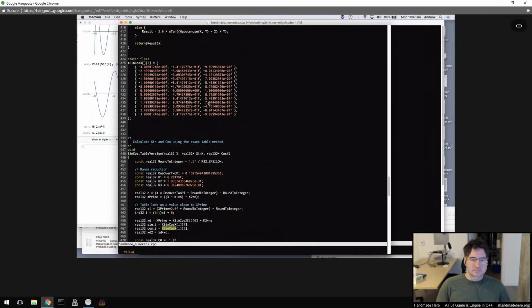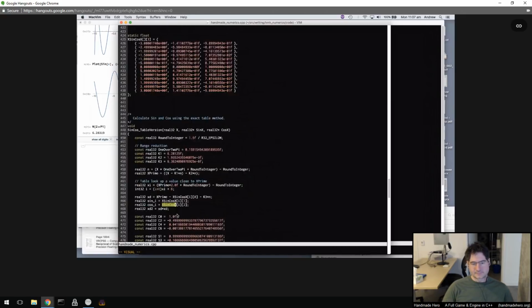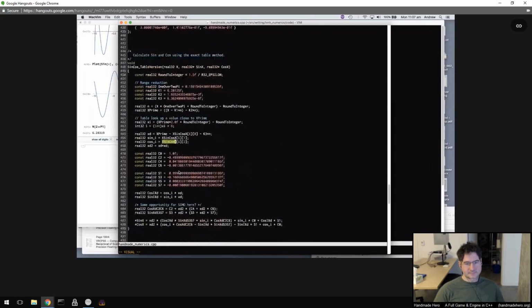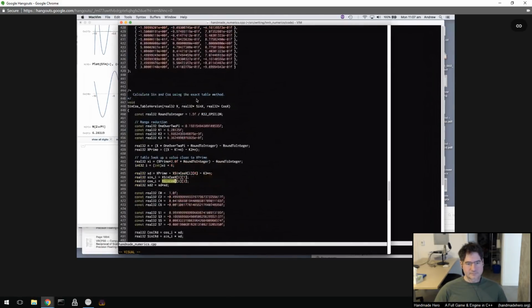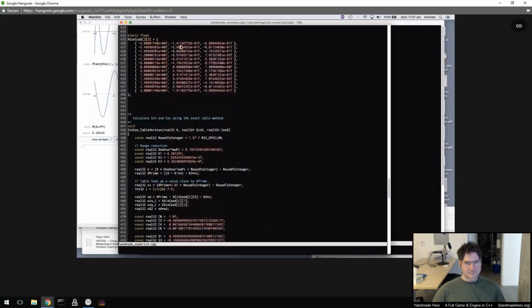Right. So if you are using tables, you want to make them small, but this still is a dependent load here. Yeah. So I'm going to defer to your expertise on making this into a vector. Okay. So what we've got here is this table. This is a value of x. This is sine of x, and this is cosine of x at various sample points.